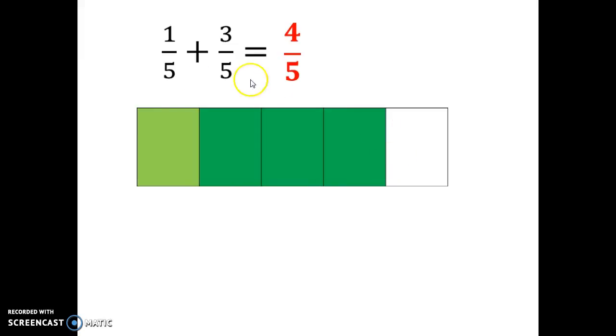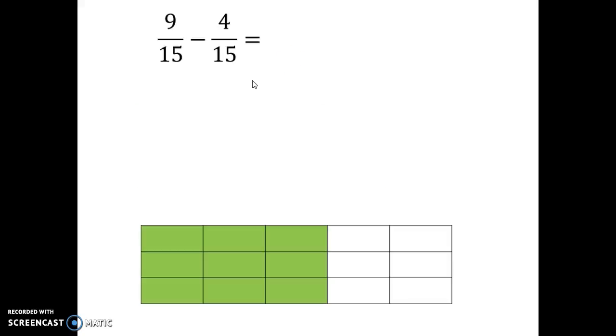So you can see how it happens graphically, and then mathematically the bottom number stays the same and the top number adds. For subtraction, if I've got 9 out of 15 and I take away 4, so if I take 4 of those away, what am I left with? I've got 5 out of those 15, and you can see 9 minus 4 is 5. The 15, you're still talking about 15ths.